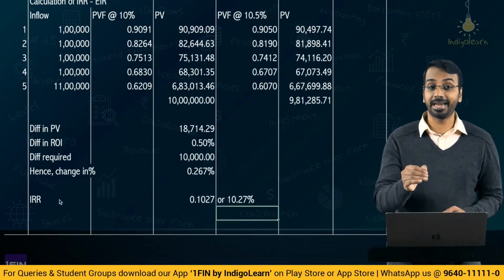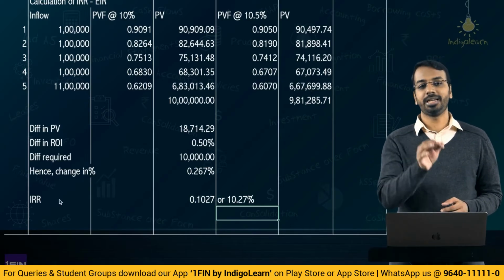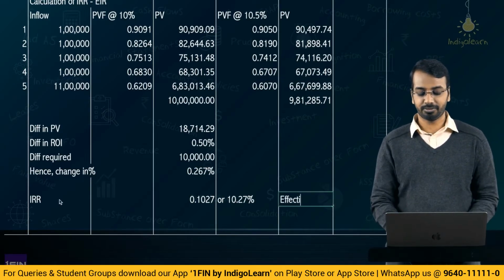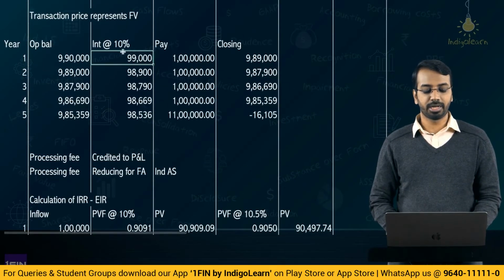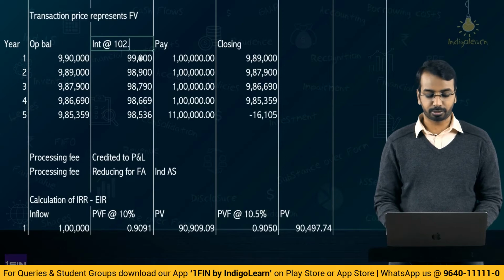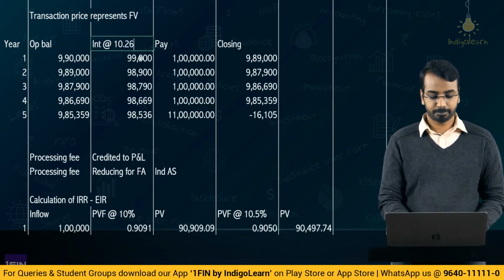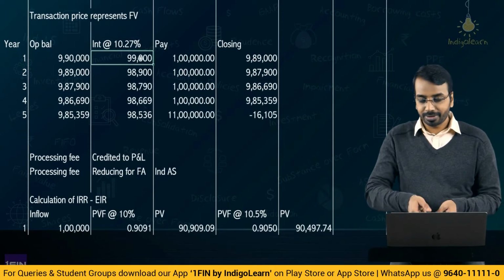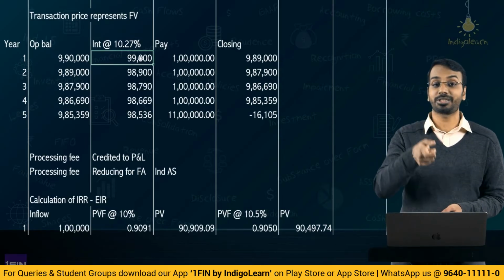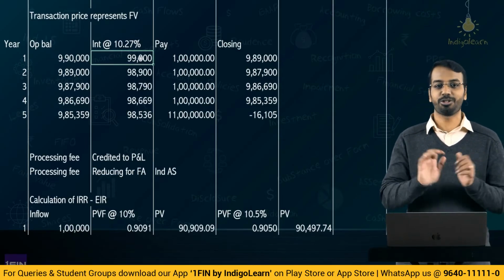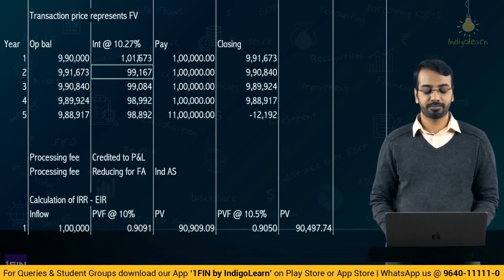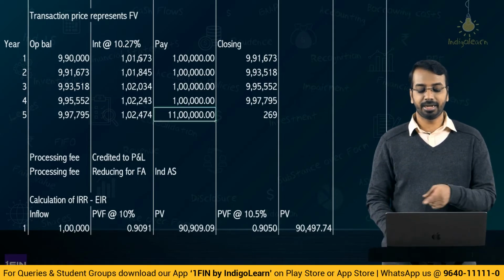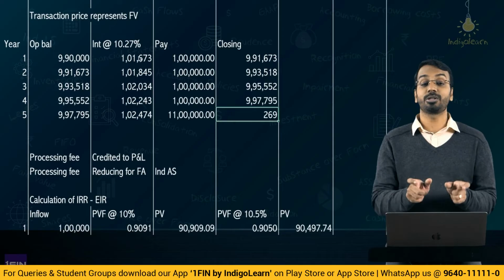Now that is the rate at which you will account for interest, right. So this is the effective interest. So in that case, what would happen is, here instead of doing interest at 10%, you will say interest at 10.27%. So why we have increased that interest rate? Because there is a processing fee income which we need to account for. That is what you need to understand. So this multiplied by 10.27%, do it for each of the period, and you see at the end you have a closing balance of 269. That is because of approximation.